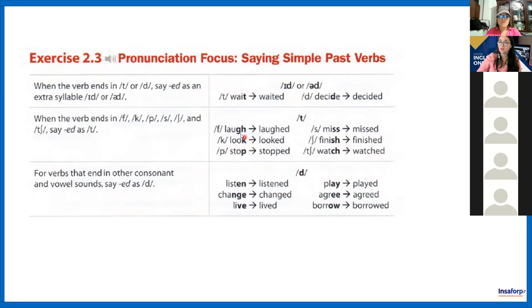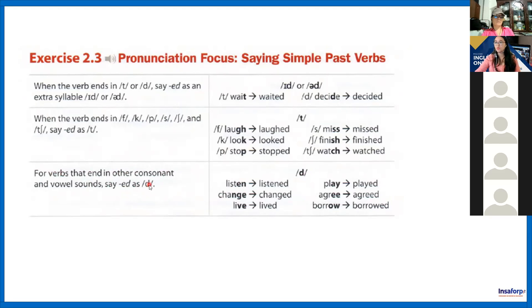Entonces tenemos que fijarnos en cómo termina el verbo, right? That is the key. Tenemos el siguiente sonido con la D. El verbo termina en una consonante, right? Por ejemplo, estas consonantes que tenemos. Listen, listened. Tenemos el verbo change, changed. Tenemos el verbo live, lived. Play, played. Agree, agreed. Borrow, borrowed. Entonces nos dice la regla que el verbo that ends in another consonant or vowel, we're going to say it with ed or with d.